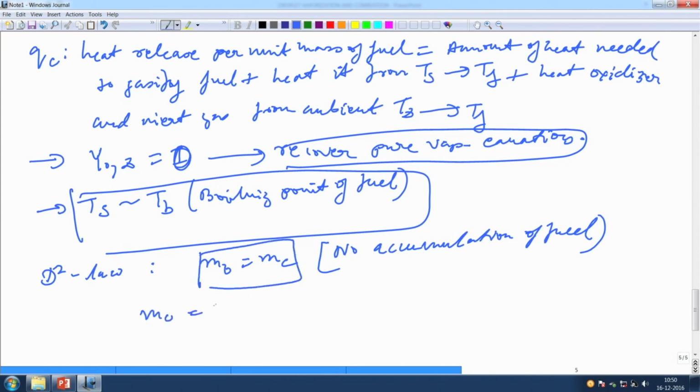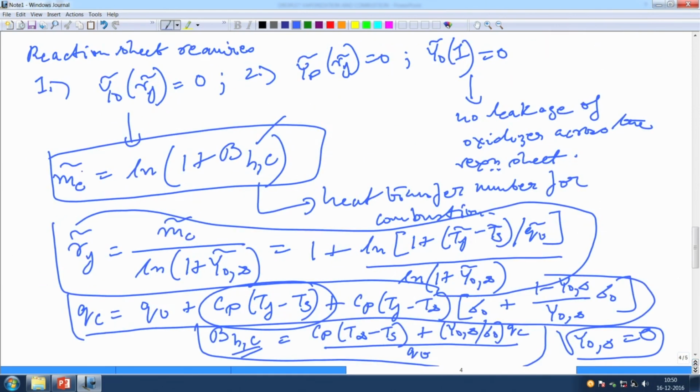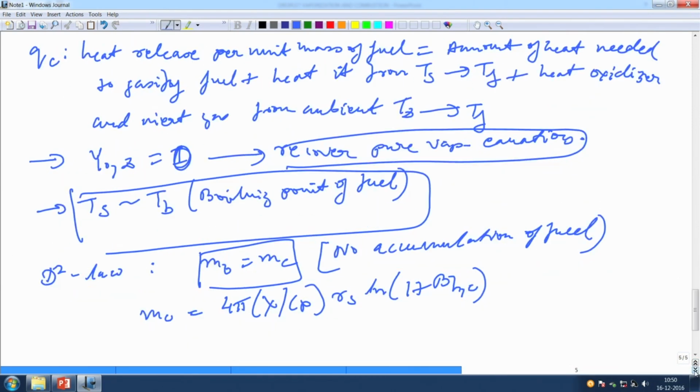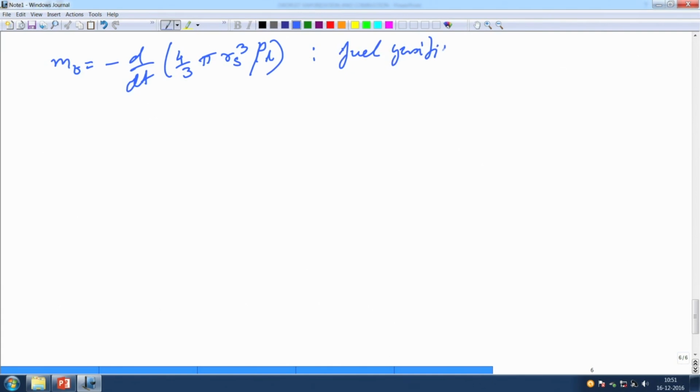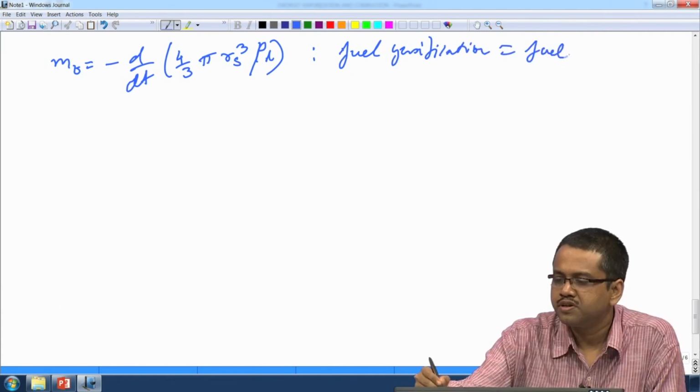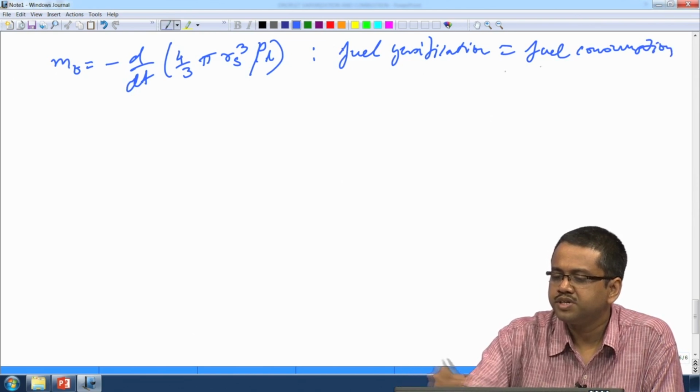So, mc is basically 4 pi lambda by Cp into Rs into Ln into 1 plus Bhc, right, that we just now said. Remember that the previous expression was for m tilde. So, if you just dimensionalize once again, that is the form that you are going to get. Now, the rest becomes very easy. mv, on the other hand, is given by the rate of change of droplet mass, which is d by dt of 4/3 pi Rs cube into rho L. So, what we have said is that the fuel gasification is the same as fuel consumption at the flame front.